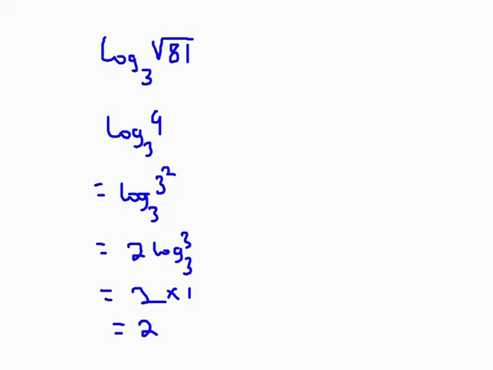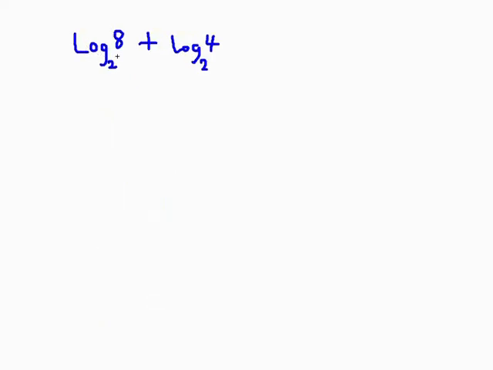The next one here is log 8 base 2 plus log 4 base 2. Now to solve this, also, you are going to transform it to a number with an index. So you transform based on the base you are given. I'm given base 2, so I'm going to transform 8 to 2 to the power of 3 base 2. So also I'll transform the number 4 to 2 to the power of 2 base 2.